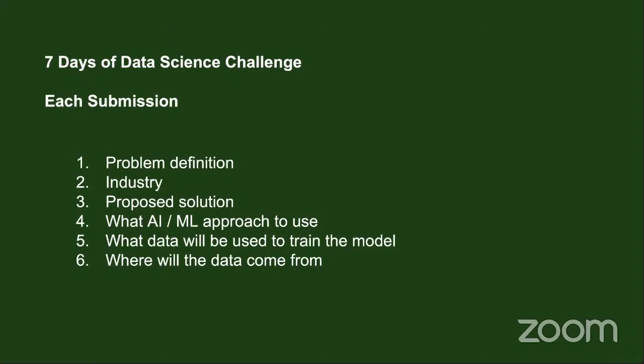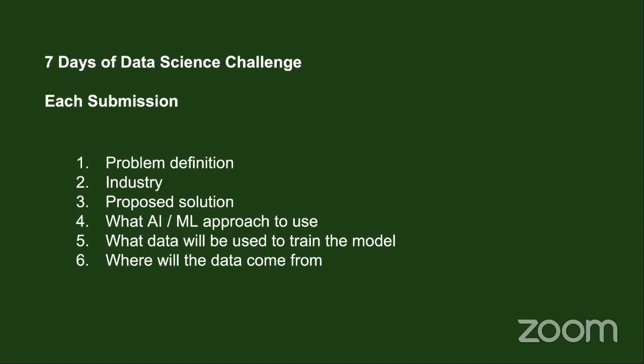This is a proposed solution. What AI and approach will you use? I would use an unsupervised learning model. What data will be used? Data is used of the actual transactions that have happened in the bank. Where does the data come from? The bank obviously has this in its database. Okay. Simple as that. This is a simple explanation. This is what you would submit.